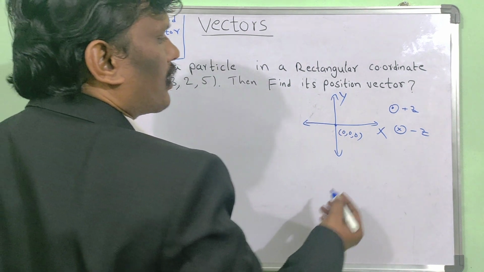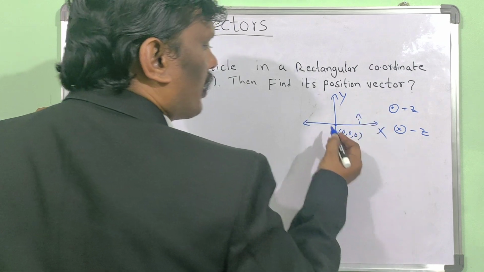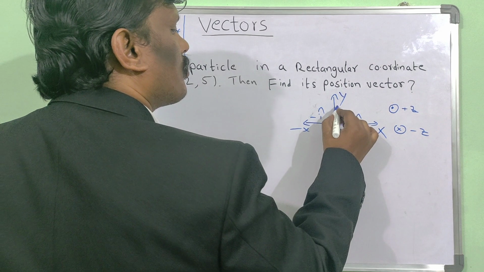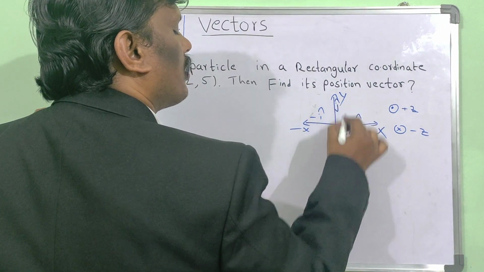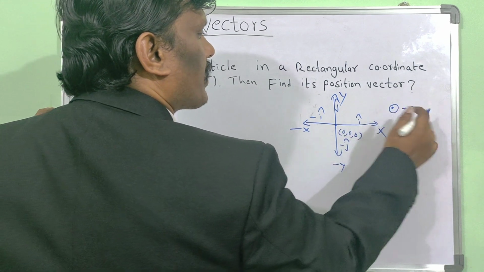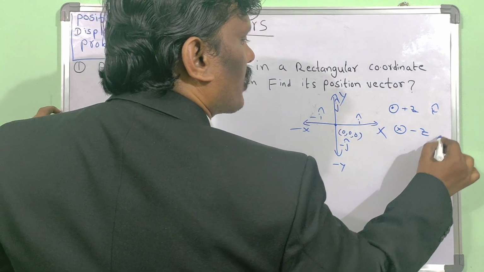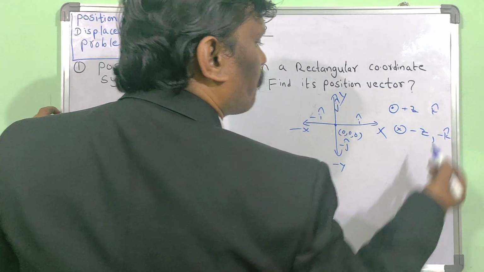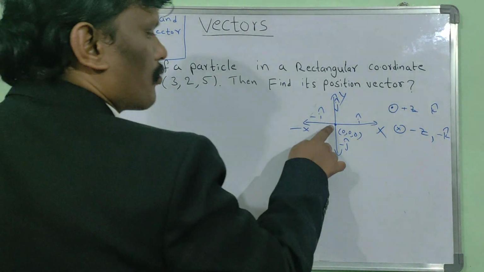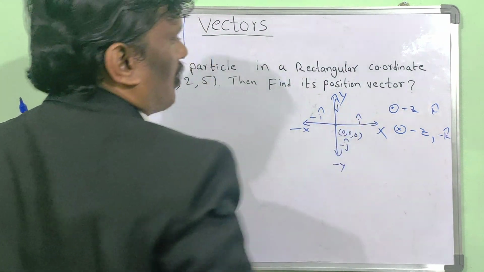And how do we represent the unit vectors? Along the positive x-axis, unit vector i cap. Along the negative x-axis, unit vector minus i cap. Along the positive y-axis, unit vector j cap. Along the negative y-axis, minus j cap. Along the positive z-axis, unit vector k cap. Along the negative z-axis, unit vector minus k cap. What is the positive z-axis? From the origin to the outward normal. What is the negative z-axis? From the origin to the inward normal.